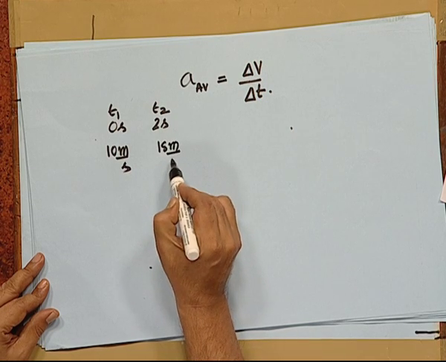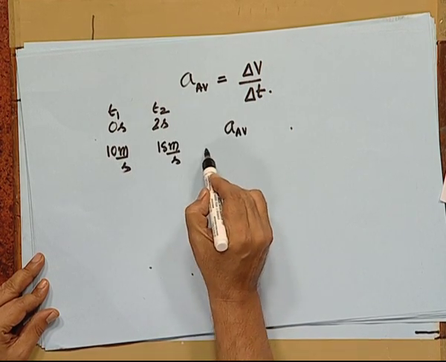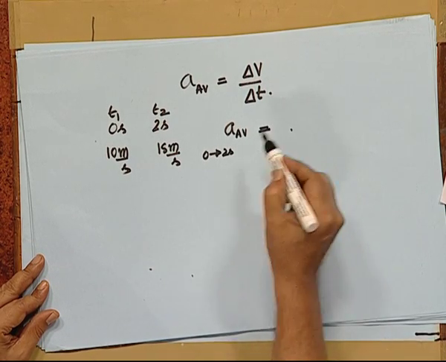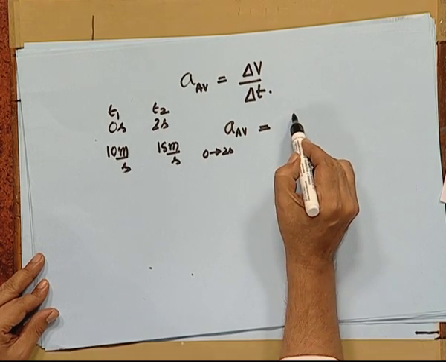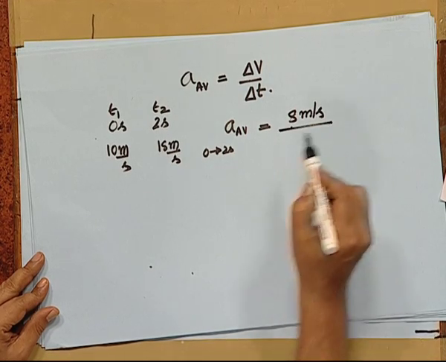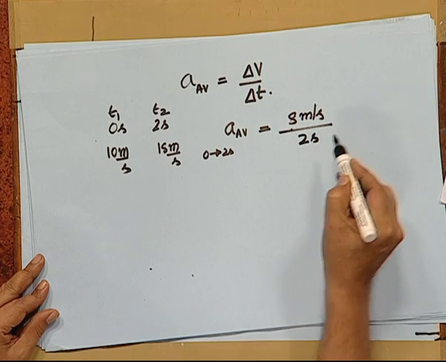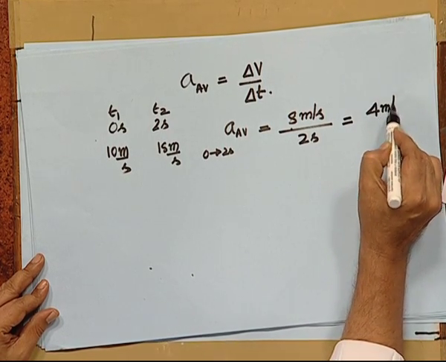In this interval of time, the average acceleration in the interval 0 to 2 seconds is 18 meters per second minus 10 meters per second, which is 8 meters per second, the change in the velocity in the interval 0 to 2 seconds, that is 2 seconds. So, the average acceleration is 4 meters per second per second.